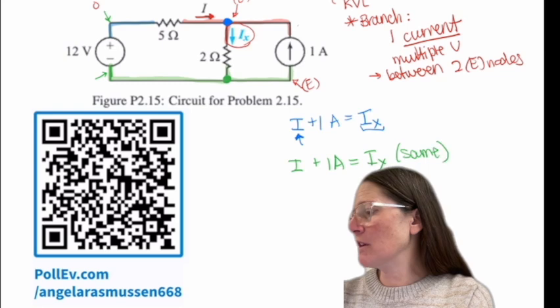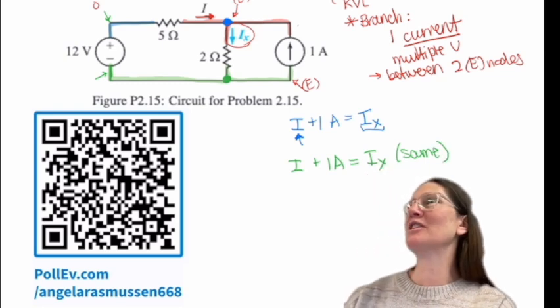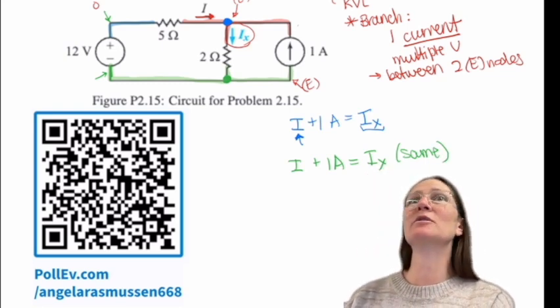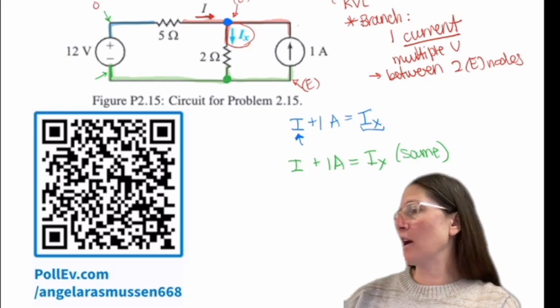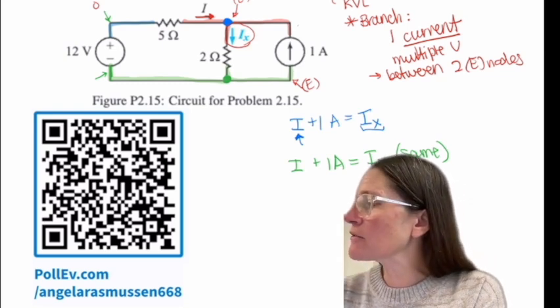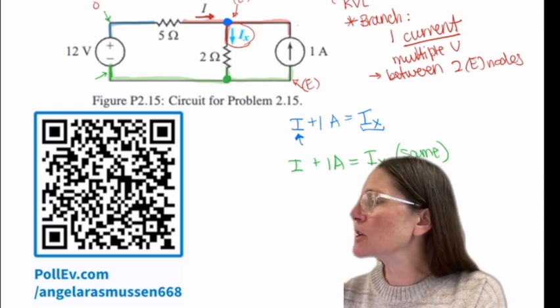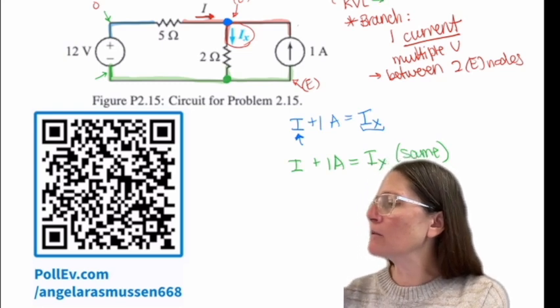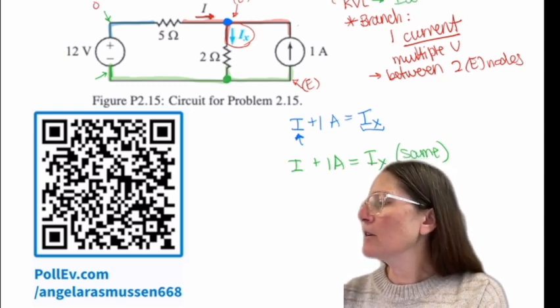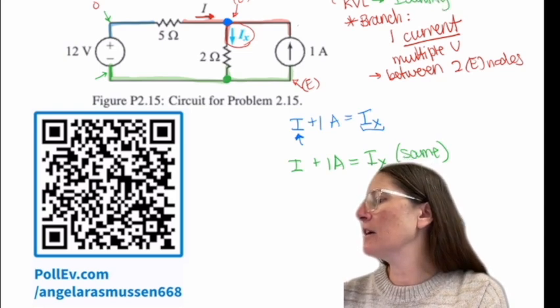So I'm done with as many options as I can do for the KCL. So I need to move to KVL. So with KCL, identify nodes and particularly extraordinary nodes. And with KVL, you need to identify a loop.